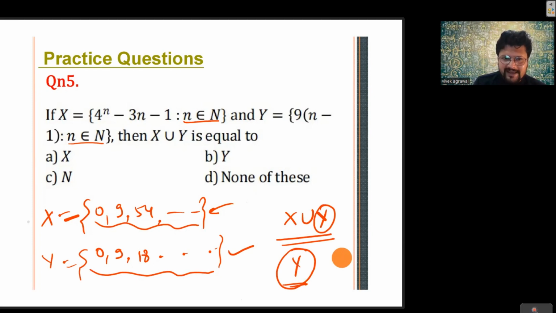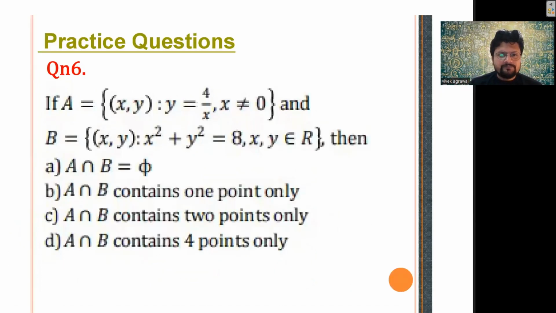Why? Because X is nothing but a subset of Y. And if we take the union of any subset with its set, we always get the set. That's why the answer will be Y. Does anyone have any doubt in this question? No, I believe. Okay.